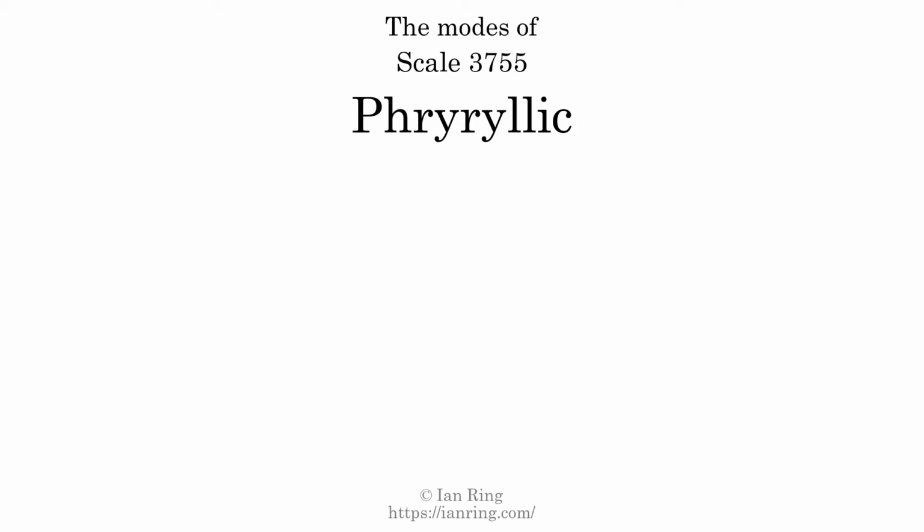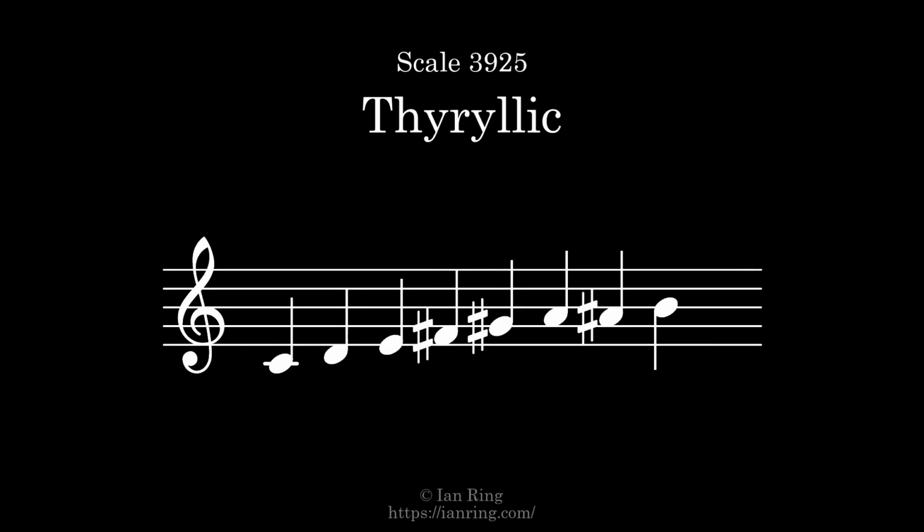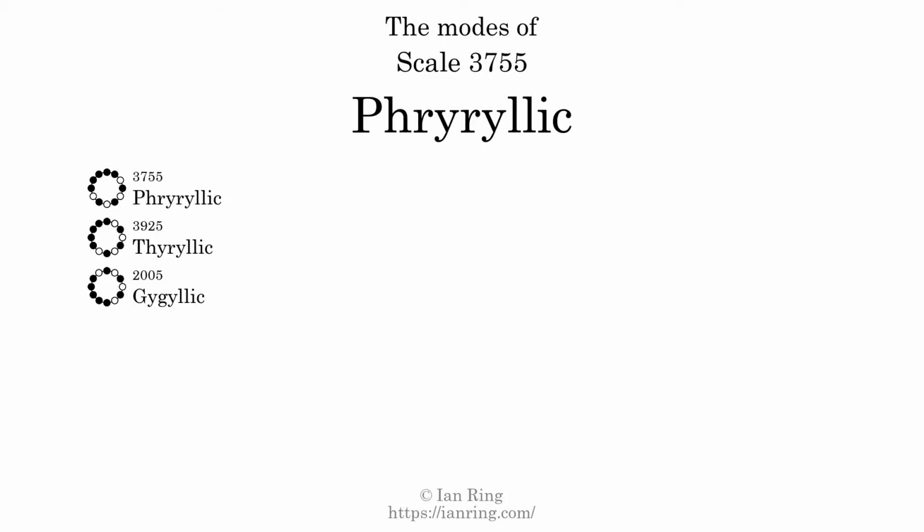This scale has 8 modes. The first mode is itself. The second mode is scale 3925, also known as Phryryllic. It sounds like this. The third mode is scale 2005, also known as Gigalic. It sounds like this.